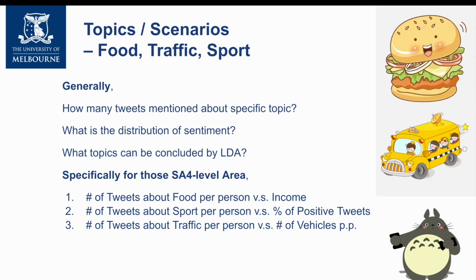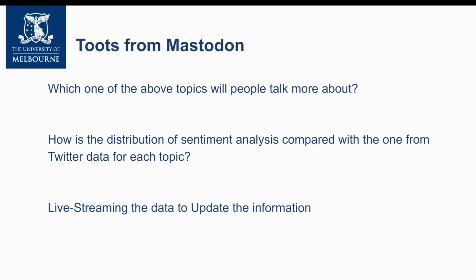When it comes to specific topics, generally, we discover the number of tweets related to those topics, the distribution of sentiment, and the topic modeling by LDA. More specifically, we want to observe any underlying relationships between tweets and particular features from SUDO. To extend our analysis with the data from Mastodon, we want to see which topics are discussed more and whether there is a difference between the distributions of sentiment in data from Twitter and Mastodon. In the next section, Eunice will introduce the web application.